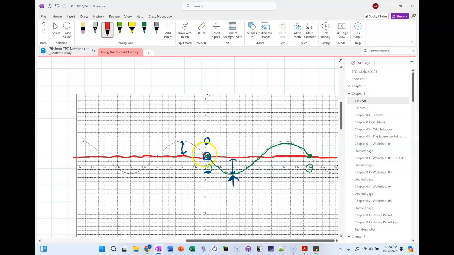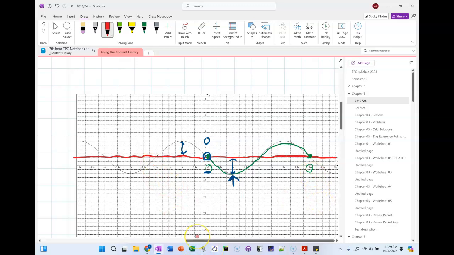And then for my period, I start here at 0, and I ended over here at 4 pi. So that period is 4 pi. Does that sound okay? Pretty straightforward, right? We're not doing anything other than looking at a picture and kind of reading what we see. Yes? Sure.